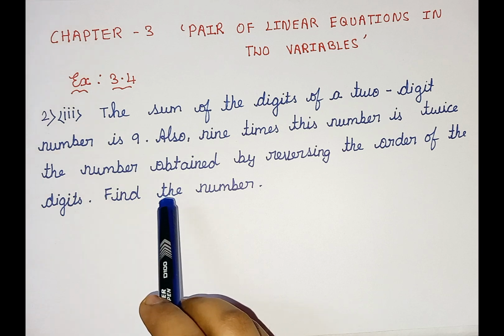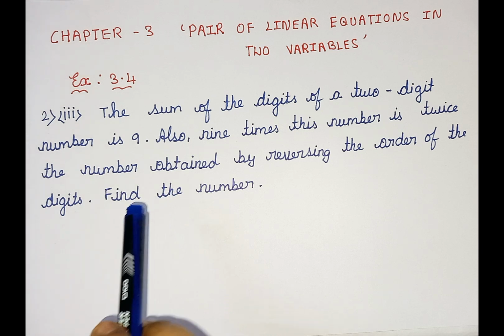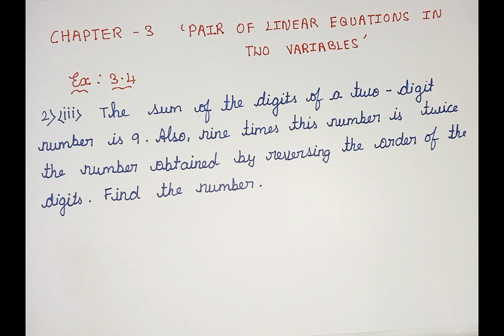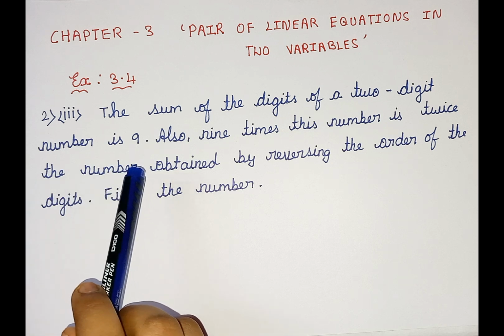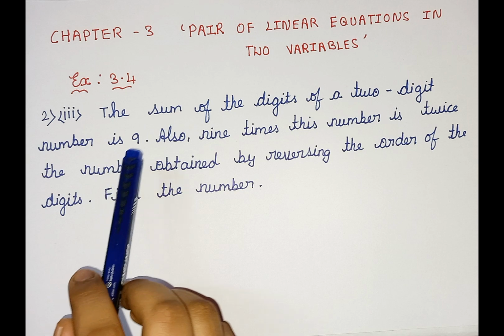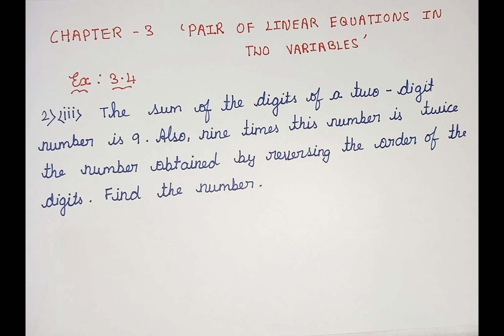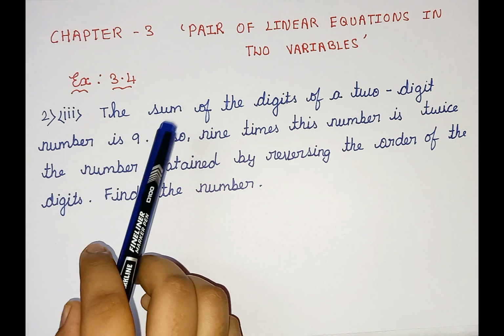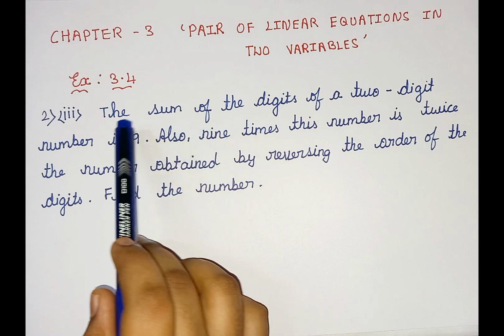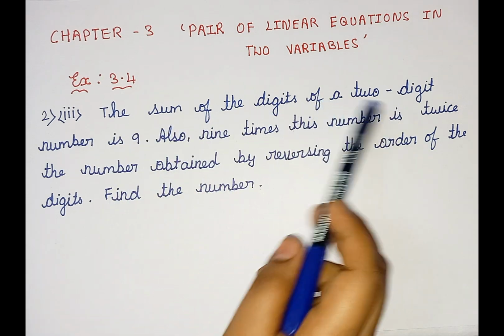I know you didn't even understand this question, isn't it? This is a somewhat complicated question, but it is a very important question. So please try to understand this. Here we are supposed to find the number. They are talking about digits, isn't it? So the sum of the digits of a two-digit number.